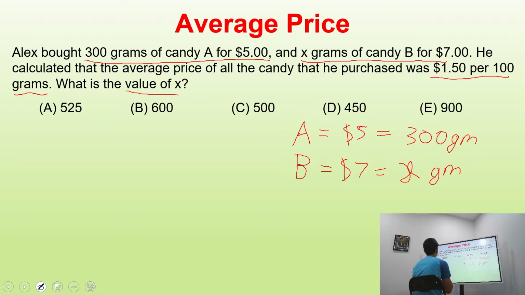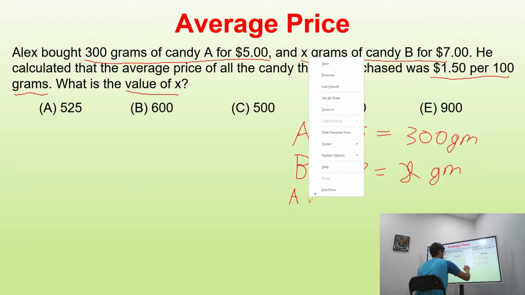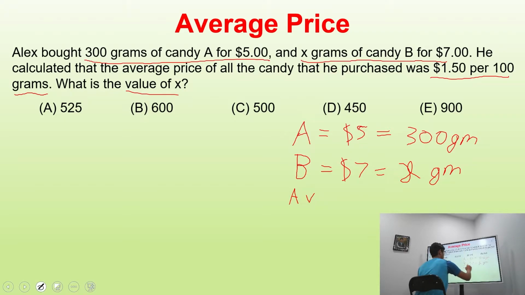And finally, we also know that the average of all the candy that he purchased was $1.50 per 100 grams. So for average, I'm just going to write it as AV. So average is equal to $1.50 per 100 grams. So this is all the information that we have, and now all we have to do is find the value of X.